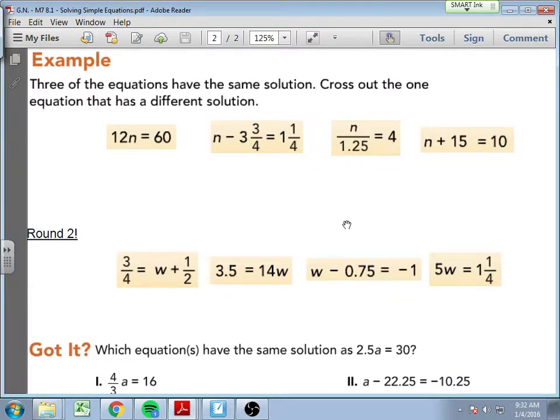Three of these things are the same. One of them is not. I wish Bob Barker was here.